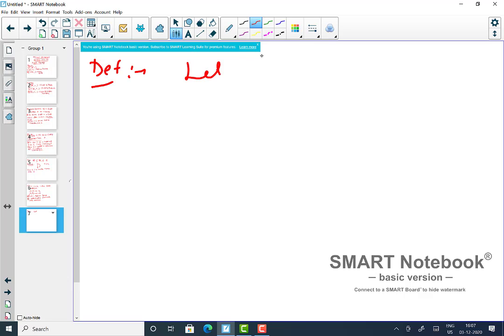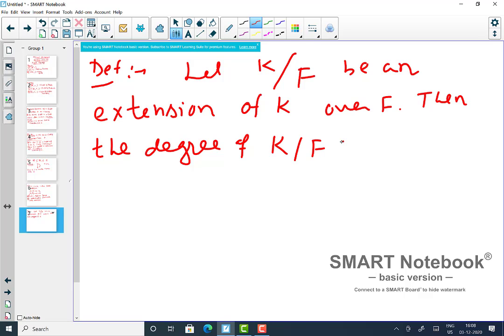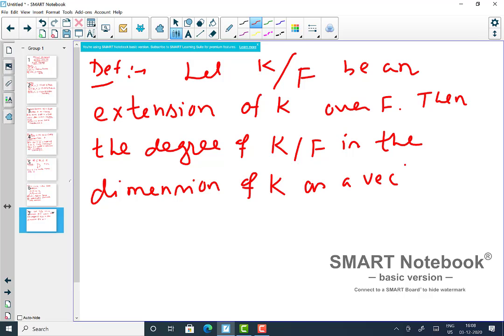So let K be an extension of F, then the degree of K over F is the dimension of K as a vector space over F, right? And we write down this notation.